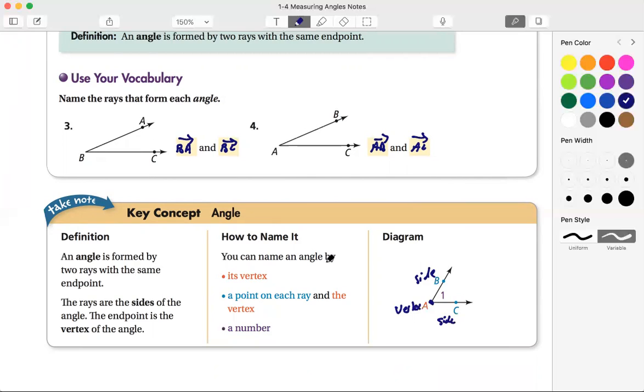You can name an angle by its vertex. So this is angle A, we could call this. Okay, a point on each ray and the vertex, or a number. So we may call this angle 1, and we can call this angle BAC. Notice how the vertex is in the middle.